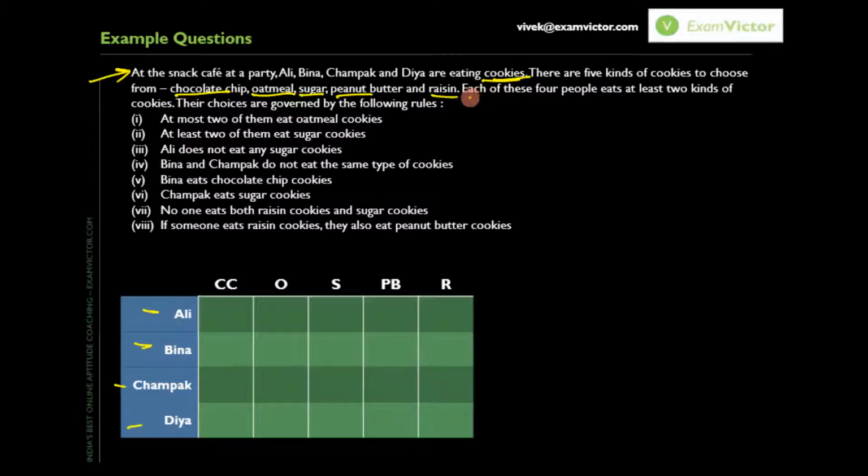Now the first condition, this whole question is about a lot of conditions and meeting them all simultaneously. That is what this whole question is about. The first condition is, each of these 4 people eats at least 2 kinds of cookies.